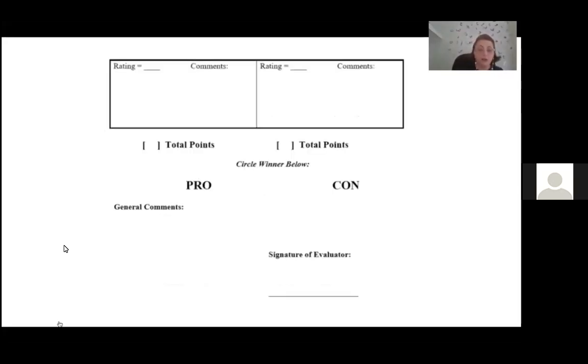Here we have the evaluation for the students. We have with and against, and the rating, the general document, and the signature of the evaluator.